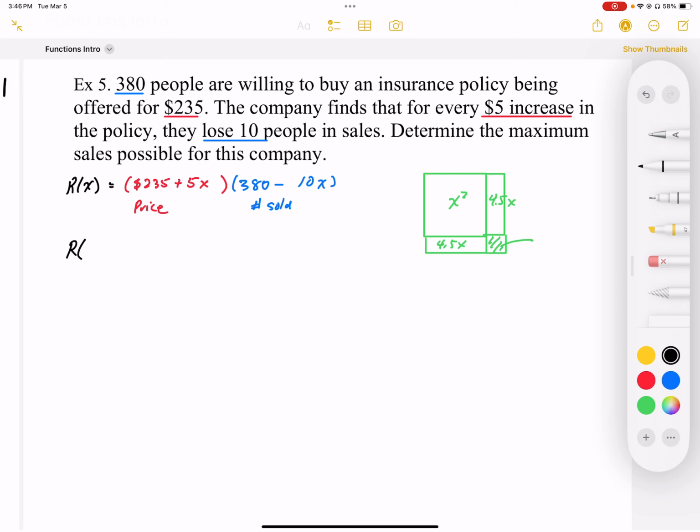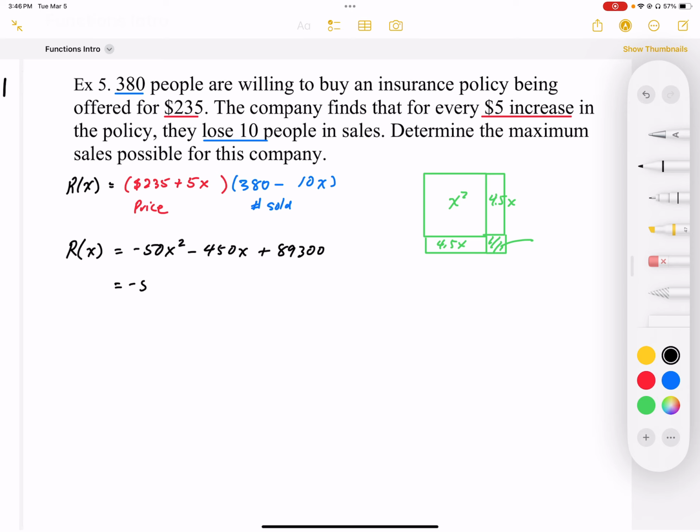We want to maximize this. So we want to find the vertex. So I'm going to expand this out. So I get negative 50x squared. When I expand this all out, I'm going to end up with negative 450x. Okay, so then I multiply those last together, I get plus 89,300. So that represents the initial sales of revenue when I have that price of 380 and 380 people at a price of $235.